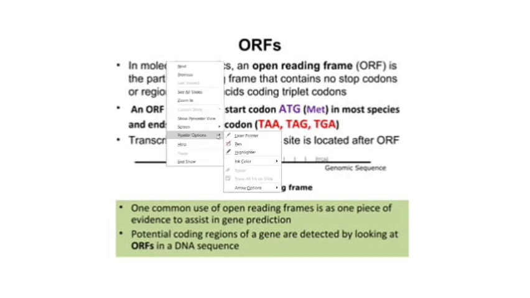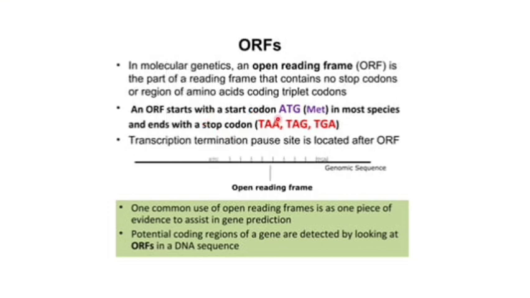ORF, or open reading frame, starts with a start codon, that is ATG, methionine, in most species, and ends with a stop codon, TAA, TGA or TAG. In most of the species it is like that. There are exceptions to the genetic code in some species, but more universally in most species the start codon and stop codon are like this, and the transcription termination site is located after the ORF, so you don't need to think much.